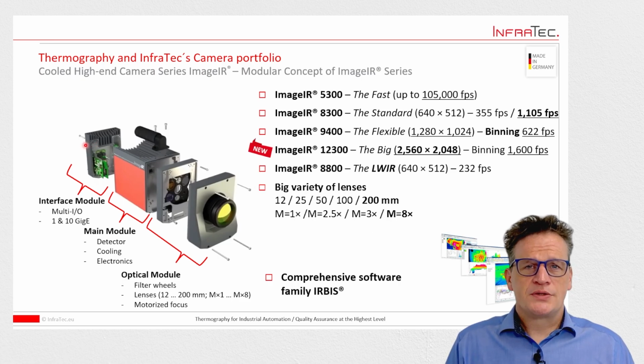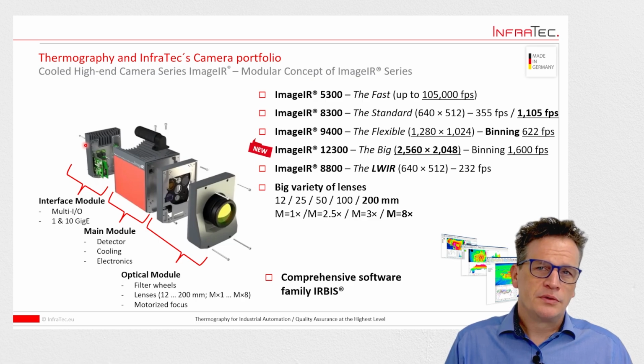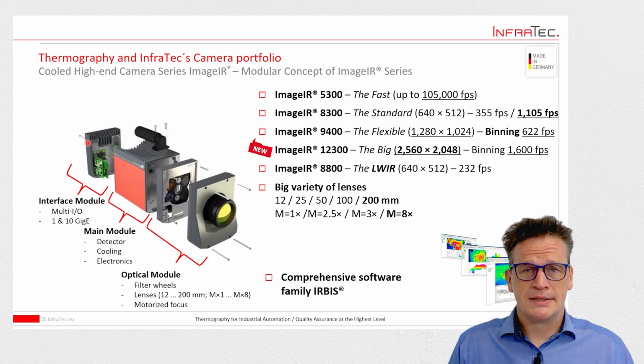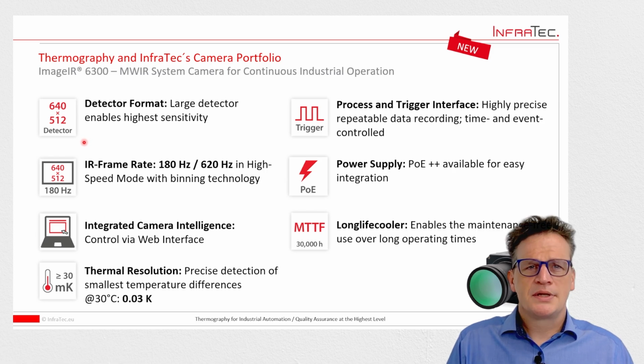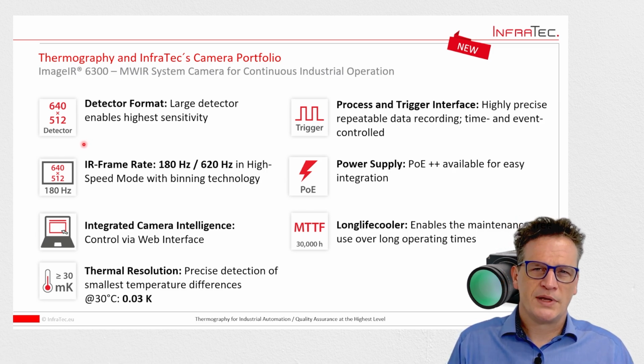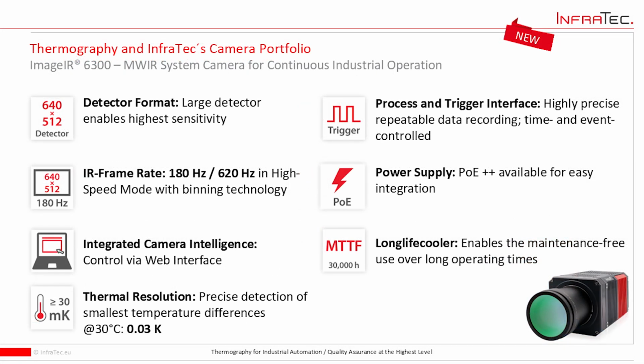With a wide selection of lenses from 12mm to 200mm, also including microscope lenses, every setup can be easily adapted. One of our most popular models in the Image IR series is the Image IR 6300, a classic mid-wave infrared camera perfectly suited for continuous industrial use. It offers various trigger and process interfaces, enabling precise, repeatable data acquisition. The power over Ethernet and the web interface also allow effortless operation.